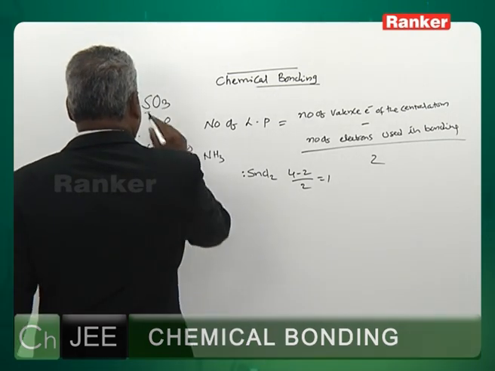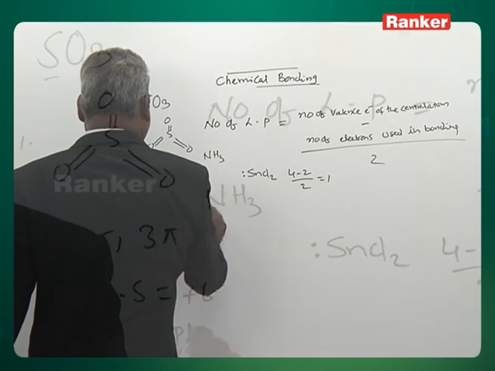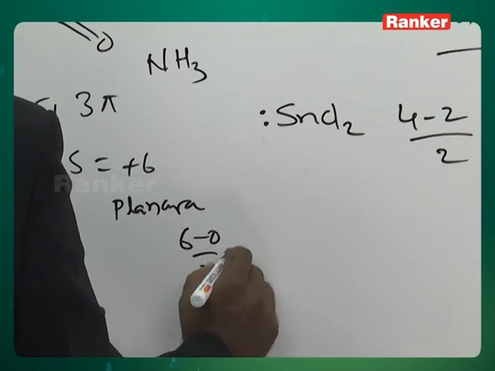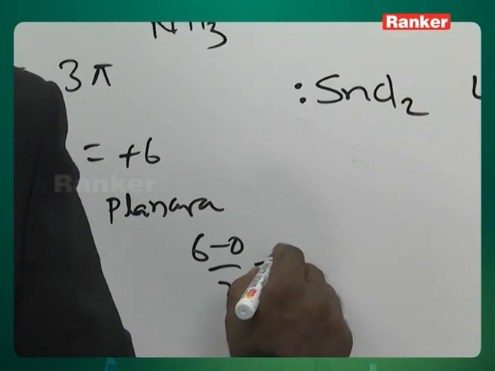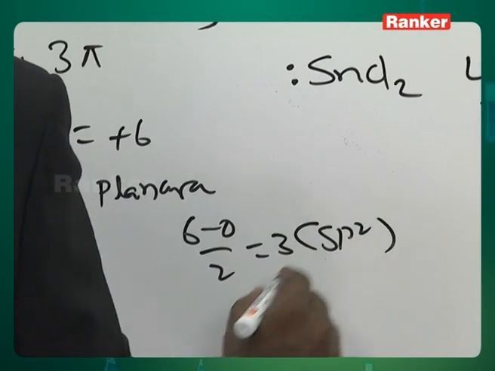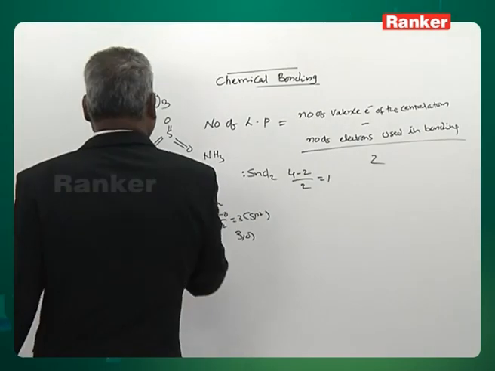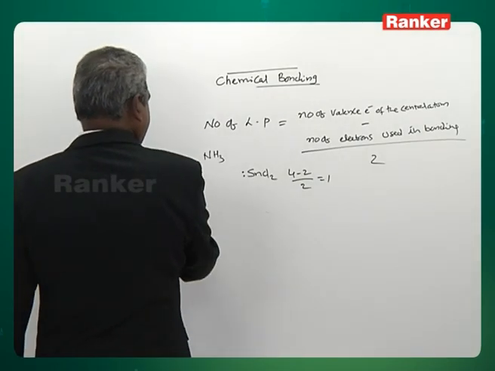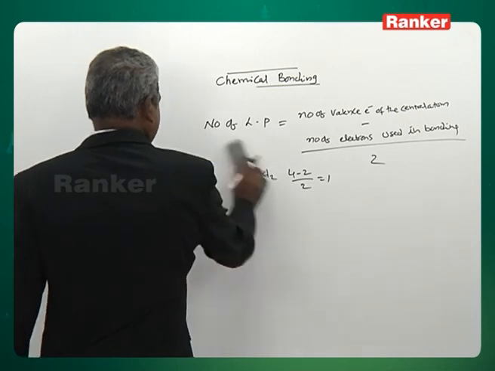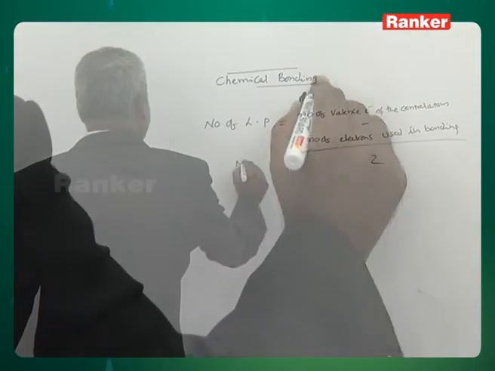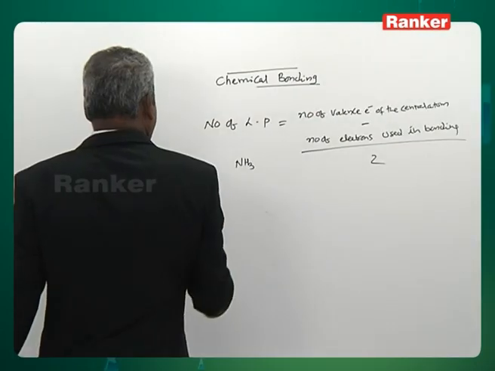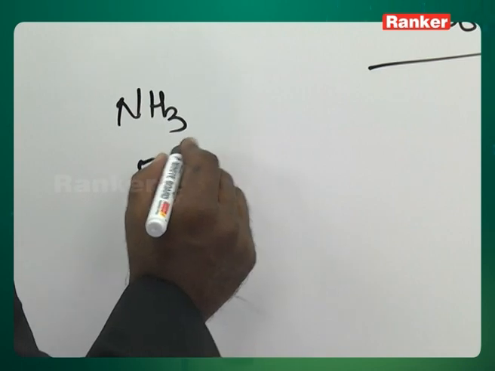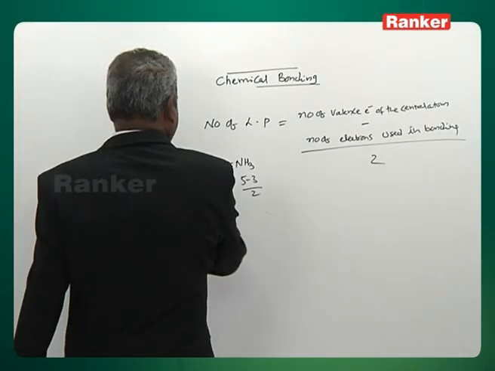Then what about SO3 shape? Trigonal planar. And hybridization, 6 minus 0 by 2. What is that? 3, sp2. Number of lone pairs, no, 3 bond pair, 0 lone pair. Like this, any number of questions can be answered on the same. So NH3, find the lone pairs in NH3. Nitrogen belongs to fifth group, 5 minus 3 by 2. There is a lone pair, like that.